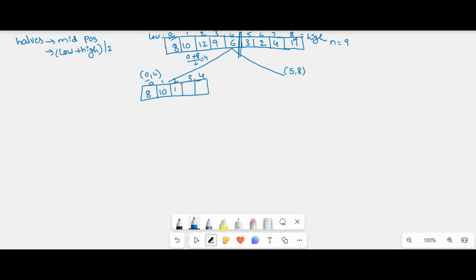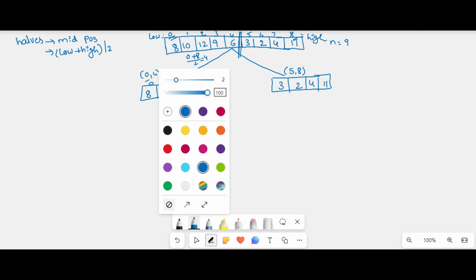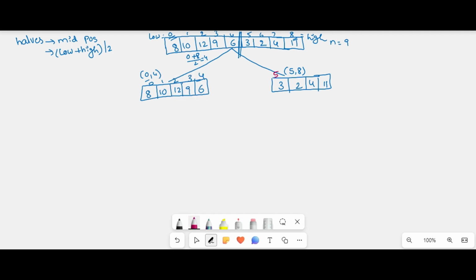Positions 0, 1, 2, 3, 4 hold 8, 10, 12, 9, 6. So write it as it is. There is no difficulty in this. Now from the 5th position to the 8th position, write that array. Simple: 3, 2, 4, 11, with positions 5, 6, 7, 8. 3 is present in the 5th position. This is your left sub array and this is the right sub array.